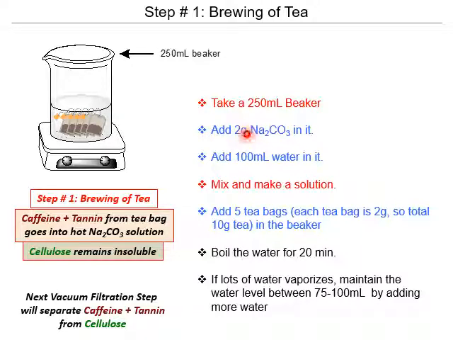And then you add 2 grams of sodium carbonate, and you fill it with 100 mLs of water. You mix and make the solution, and then put 5 tea bags, or as many bags as we tell you. And you have to know the approximate mass of the tea that is in there, so that then you can calculate your yield, which you would write in your lab notebook. You boil the water, you wait for the caffeine to come out into the solution, and if water vaporizes, you add more water, and you keep the water level between 75 and 100 mLs.